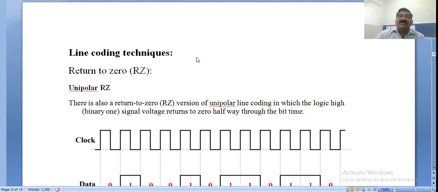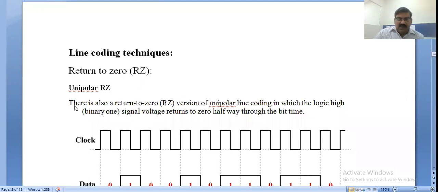Whatever your simple data is, maybe in the form of TTL, that is 0 and 5. 0 volt is logic 0, and 5 volt is logic 1. That has been changed with some variations, and accordingly that has been done. So 5, 6 line coding techniques are there. These are very simple. If you understand how it works, then accordingly you can understand.